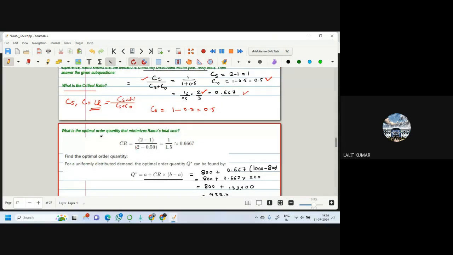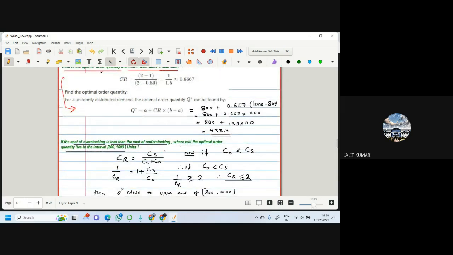What is the optimal order quantity that minimizes total cost? This is the second question, and they have given a uniform distribution. Like I mentioned earlier, for uniform distribution, please remember this formula: Q star is equal to A plus critical ratio into (B minus A). This is for uniform distribution.